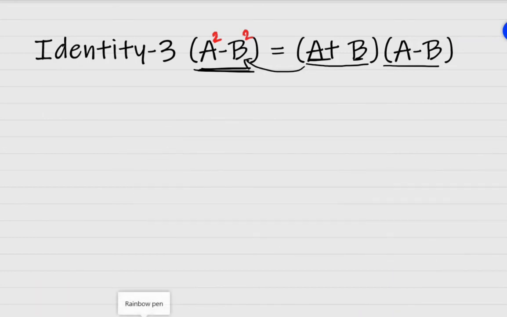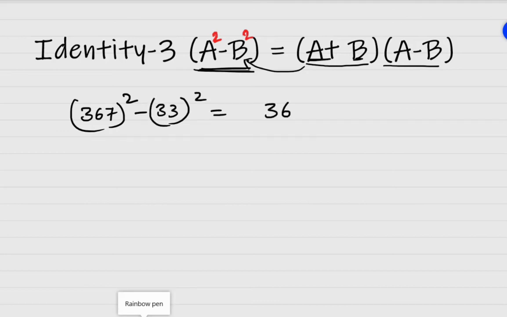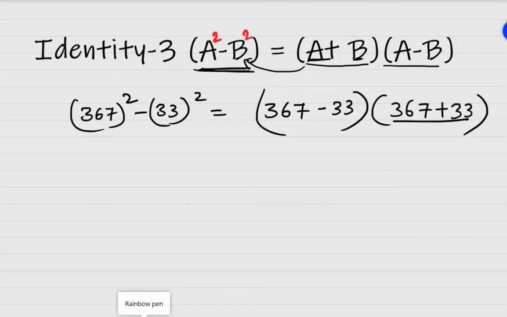367 whole square minus 33 whole square. Okay. Now see, this is again in the form of a square minus b square. So it will become a minus b into a plus b. Okay. Now see, simply this will become 400.